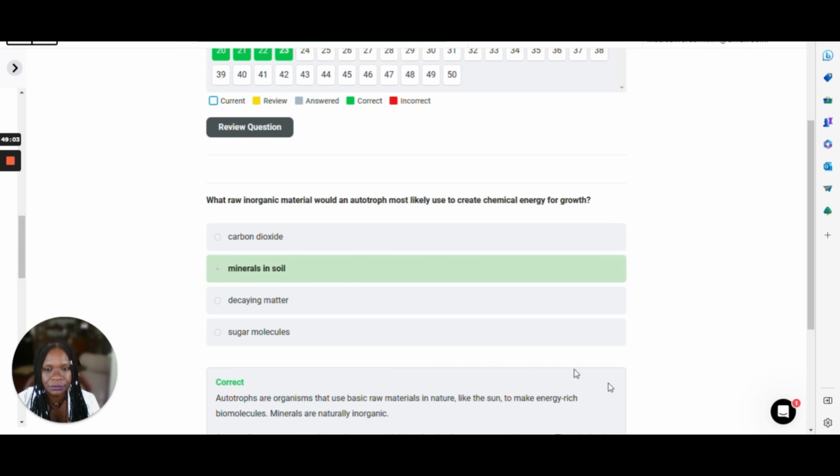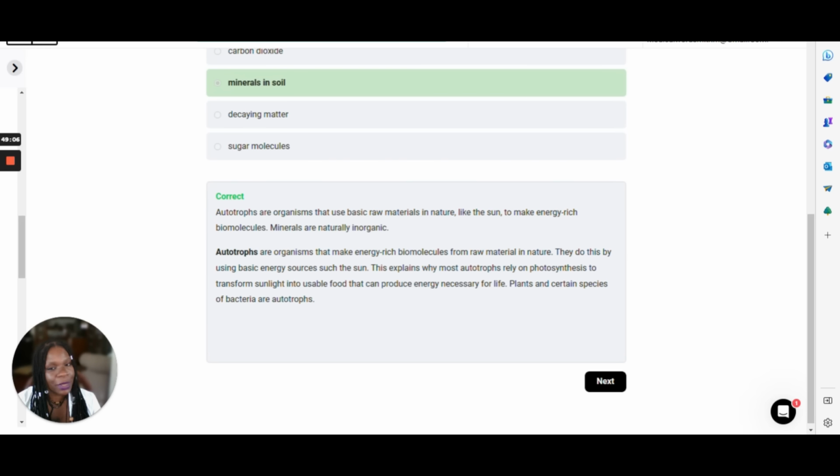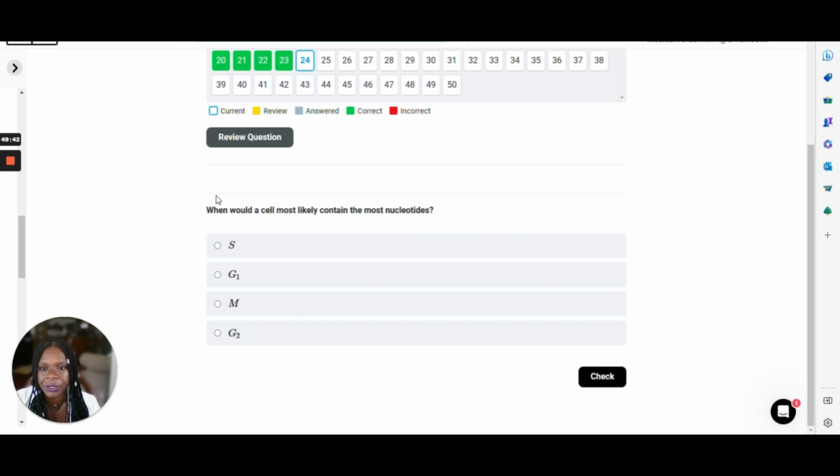So let's see. Correct. Autotrophs are organisms that use basic raw materials in nature, like the sun, to make energy-rich biomolecules. Minerals are naturally inorganic, okay? And these are going to be organisms that do this. Of course, they absorb their energy from the sun and the different things that are in the soil. That's what they're going to use. They're going to rely on photosynthesis to transfer the sunlight into food energy that is going to be necessary for their life. So that's going to be the correct answer for this one. And then we're going to move on to question number 24.